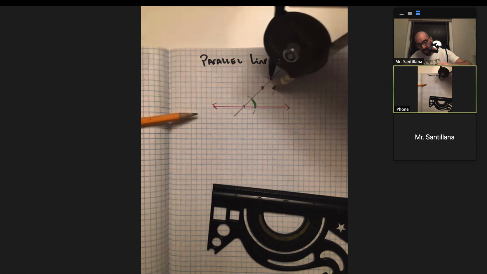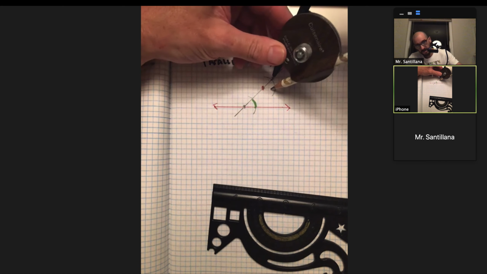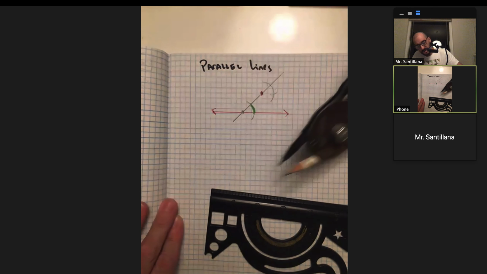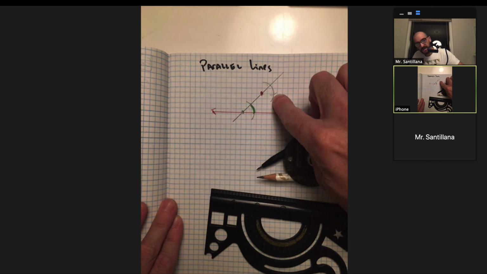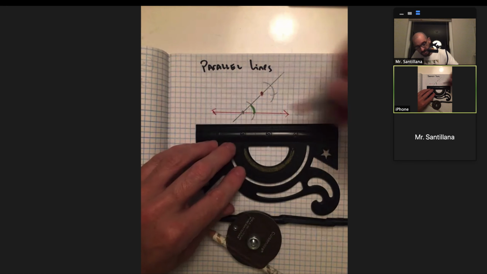And I'm going to draw an arc. Oop, I moved the needle. There we go. And now I made a little arc right there. What am I going to do with that? This is what I'm going to do with this.